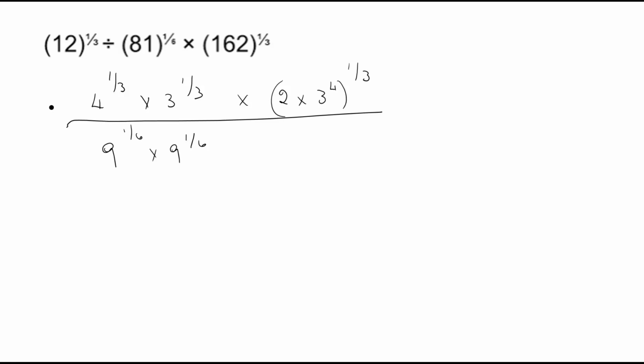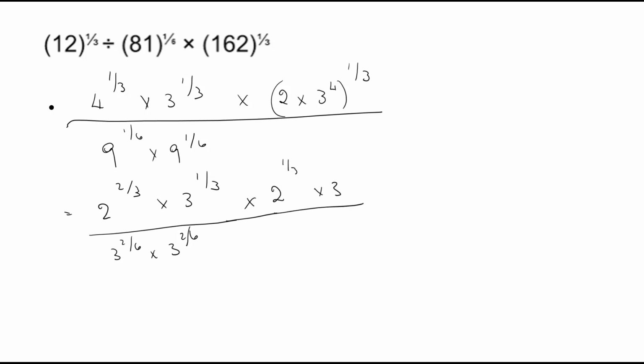What can we do now? We could say that 4 to the power of a third is 2 to the power of a third times 2 to the power of a third, so 2 to the power of 2/3 times 3 to the power of a third divided by 3 to the power of 2/6 times 3 to the power of 2/6, whoops, times 2 to the power of a third times 3 to the power of 4/3.